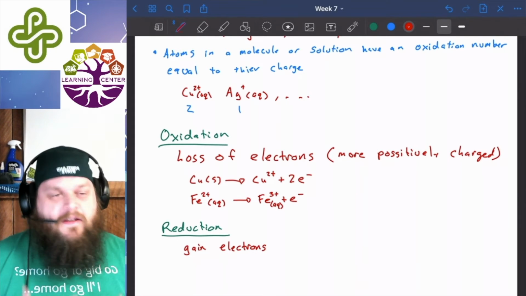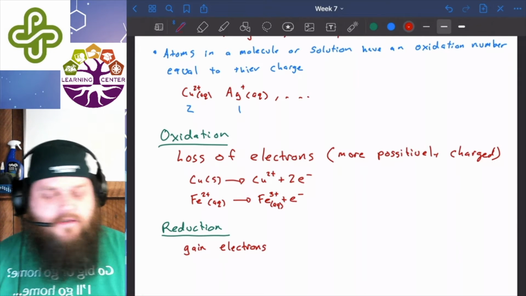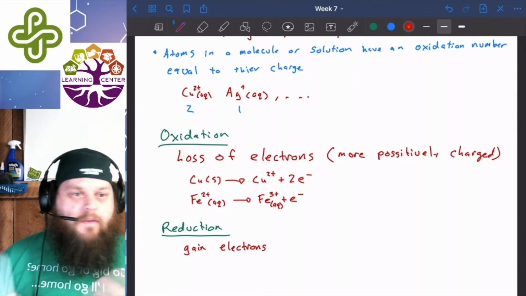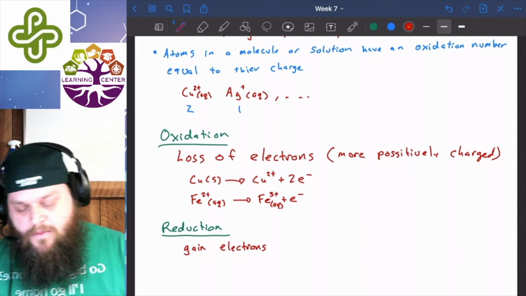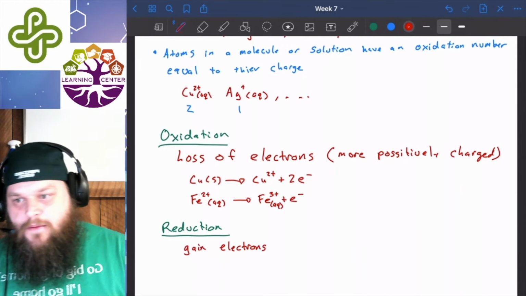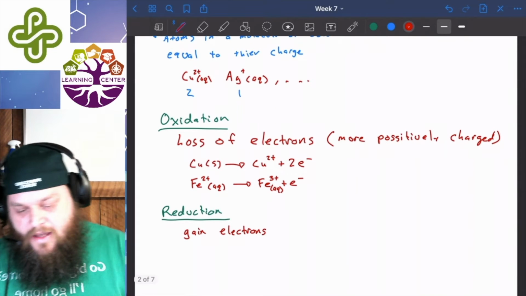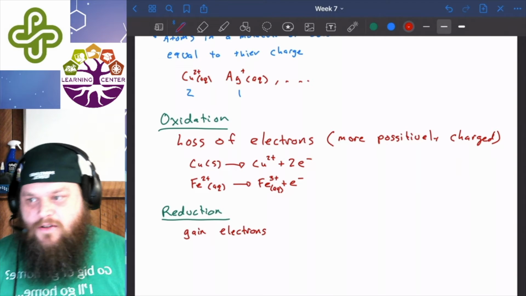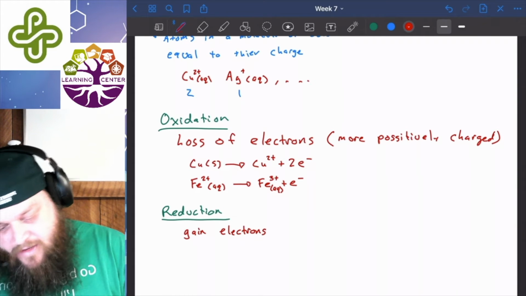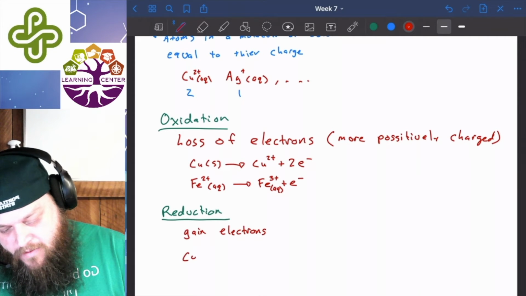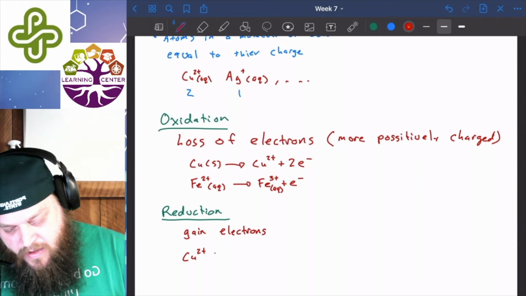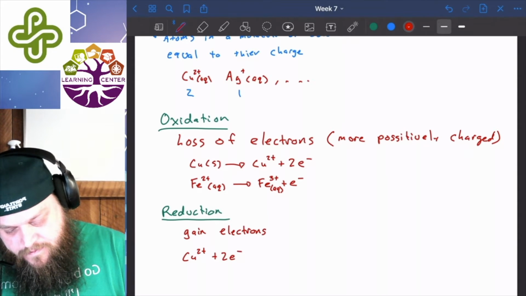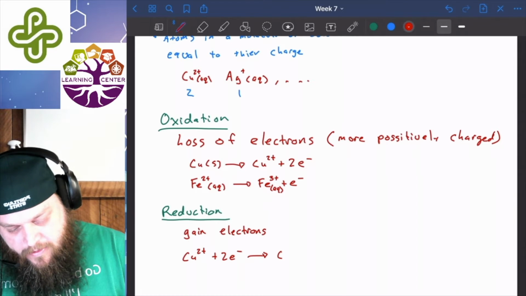Or we think of it as becoming more negatively charged, or going from a positive to a neutral is another version of becoming more negatively charged. Anytime we're gaining electrons in that process, it's going to be a reduction reaction. Some examples of that are just the opposite of what we had there. If I had copper 2 plus, I would have to add 2 electrons to it, and it would produce a copper solid.